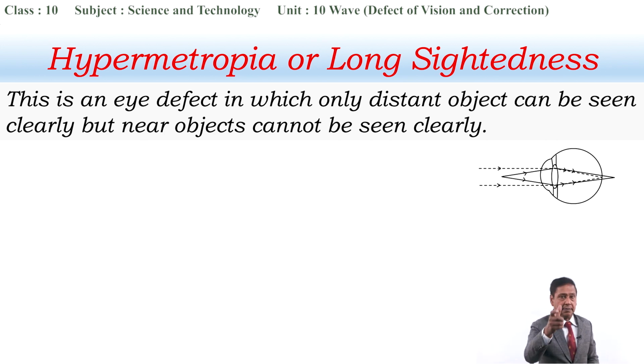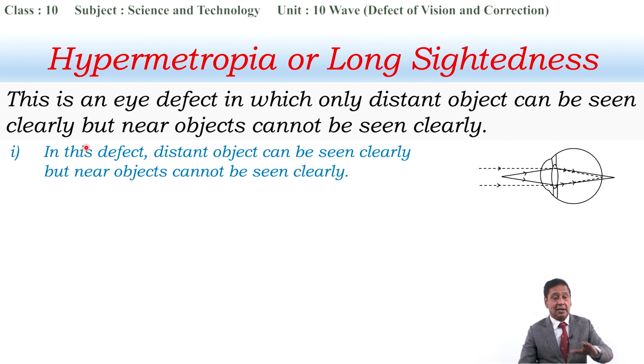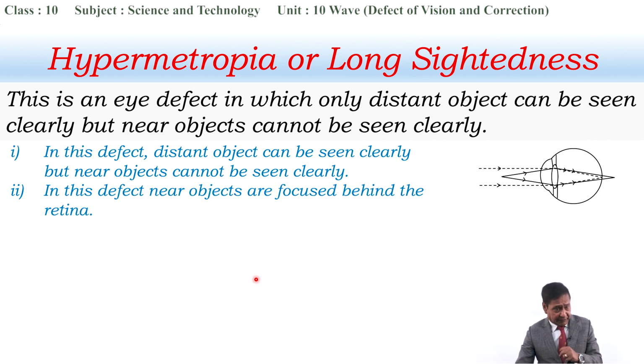If you are told to write the characteristic of long-sightedness, it is very simple: long, distant. Distant objects can be seen clearly. In this defect, distant objects can be seen clearly, but near objects cannot be seen clearly. This is the first prime characteristic, isn't it? Now second, in this defect, near objects are focused behind the retina. Distant objects can be seen, near objects are focused behind the retina, as I discussed.